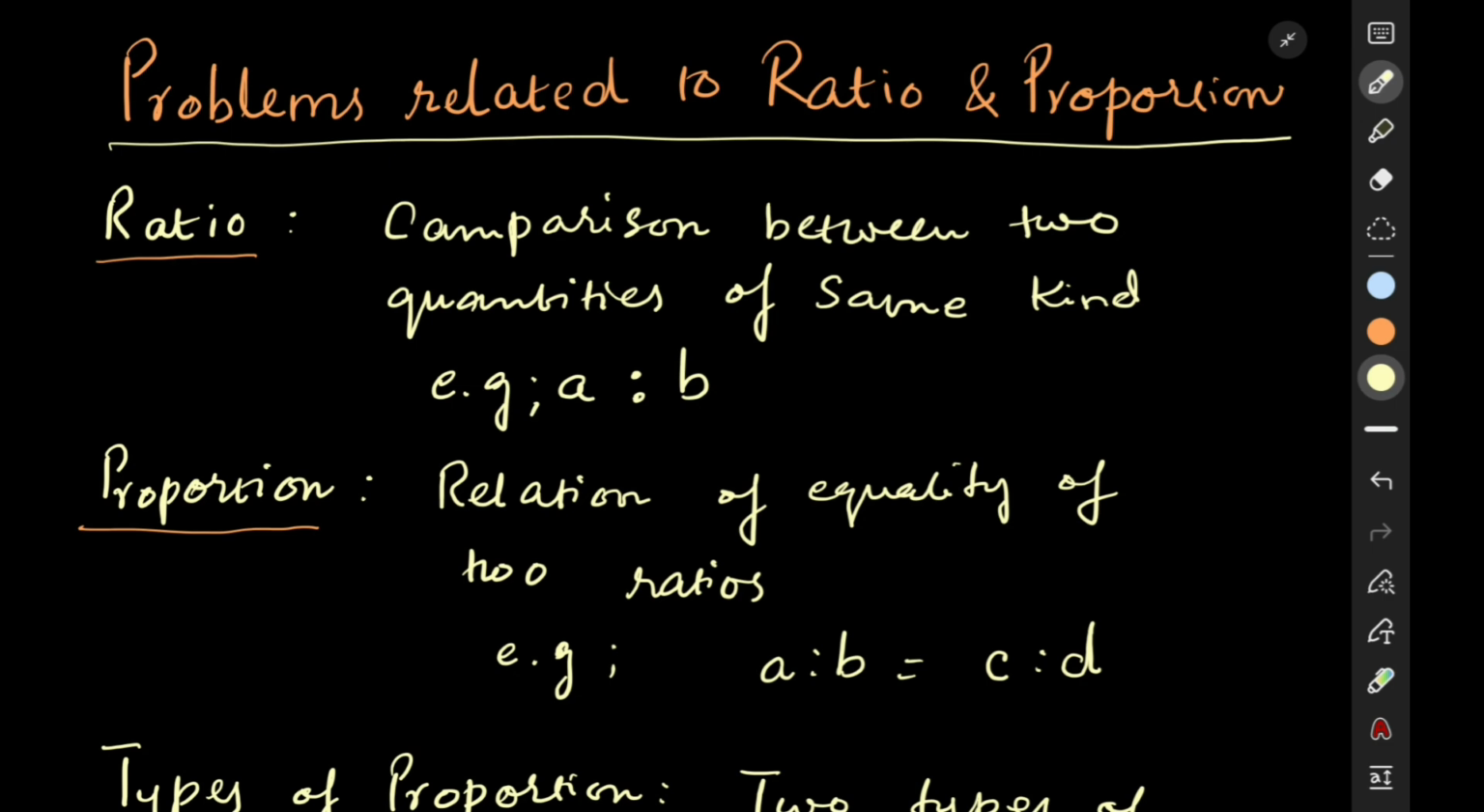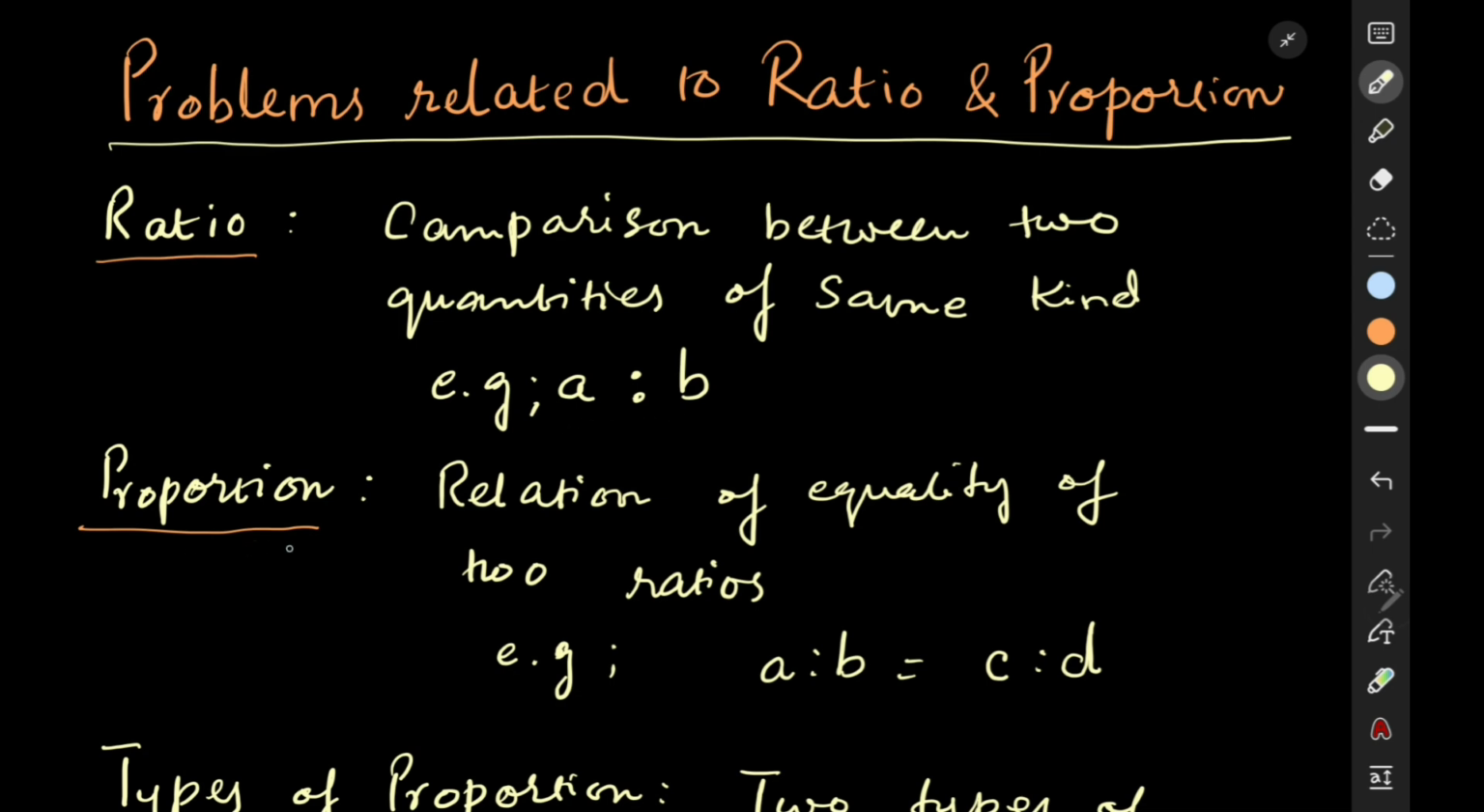So let's continue. First, the ratio. Ratio is the comparison between two quantities of the same kind. For example, A is to B, or A ratio B. Here we have two quantities A and B, and we are comparing them.